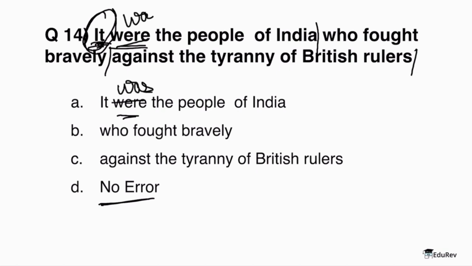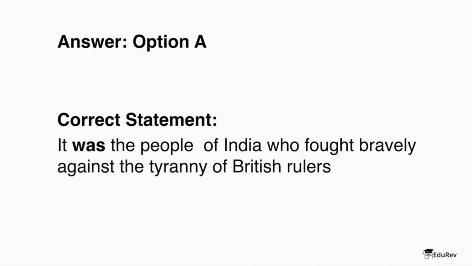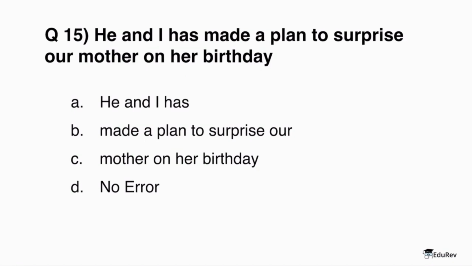So it will be: it was the people of India who fought bravely against the tyranny of British rulers. This would be the correct statement, and the right answer is option A. As we can see, the right answer is option A, and the correct statement is it was the people of India who fought bravely against the tyranny of British rulers. Now let's look at question number 15. He and I has made a plan to surprise our mother on her birthday. So he and I has is first part, made a plan to surprise our is second part, mother on her birthday is third part, and no error is the fourth part.